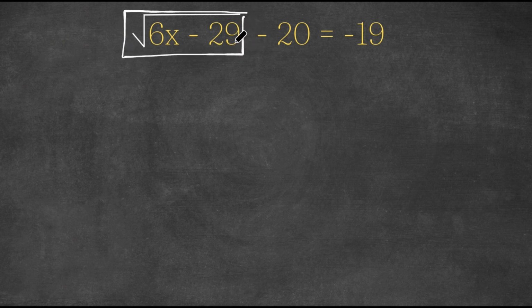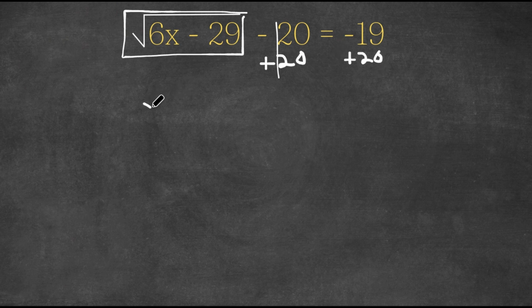So to do that, we need to get rid of everything else on the side. And as you can see, we have negative 20 on the side. So we need to get rid of this. And we can do that by moving it to the other side by adding 20 on both sides. So if we add 20 on both sides, these two cancel out because negative 20 plus 20 is 0.